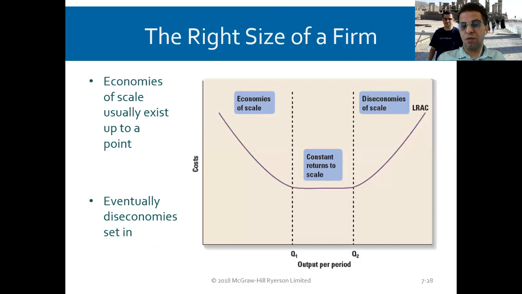So the right size of a firm: you start with economies of scale, as you see, the more you produce, the lower your cost. Then at a certain level, the curve goes flat, which is constant returns to scale. And then when you start producing more, you have diseconomies of scale. So economies of scale usually exist up to a point, and there are different shapes, as you will see. Eventually, diseconomies of scale set in.